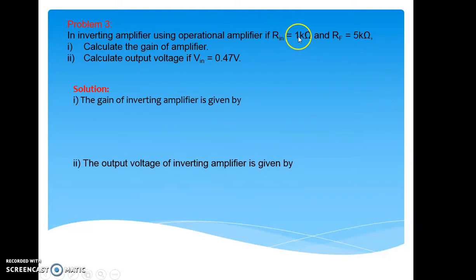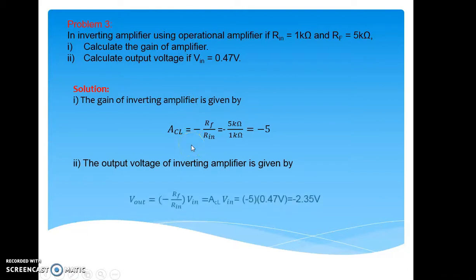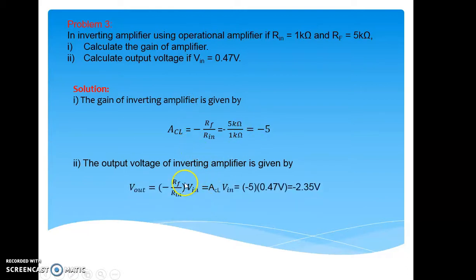Then this is the next numerical problem. It is given that Rin is 1 kilo ohm and Rf is 5 kilo ohm. Then we have to calculate the gain of the amplifier and the output voltage if the input voltage is 0.47. The first thing is to find the gain. The gain of the inverting amplifier is given by minus Rf upon Rin. We substitute the values, 5 kilo ohm divided by 1 kilo ohm, which is equal to minus 5, the closed loop gain of this amplifier. Then for the output voltage, we just multiply this gain by the input voltage. The gain is minus 5 and the input voltage is 0.47, so we get minus 2.35 volt as the output voltage.